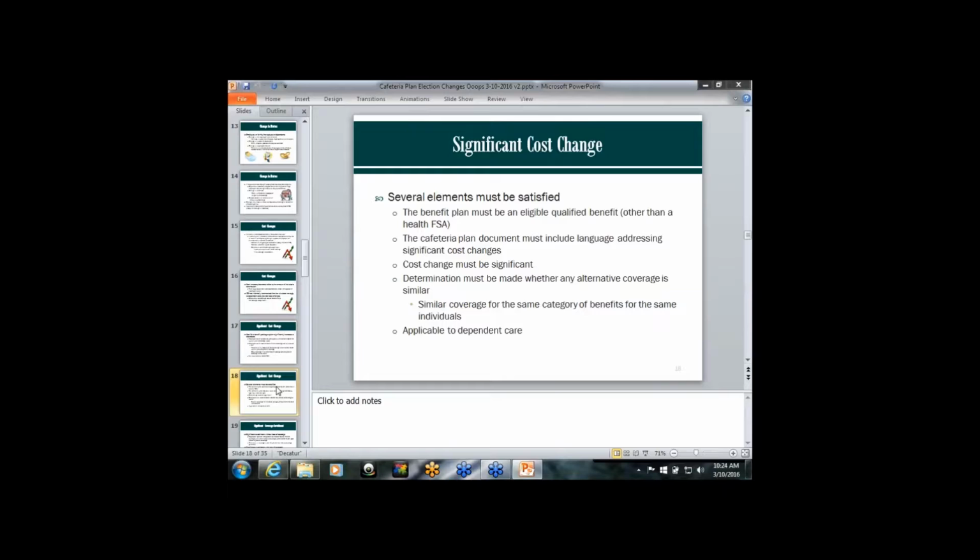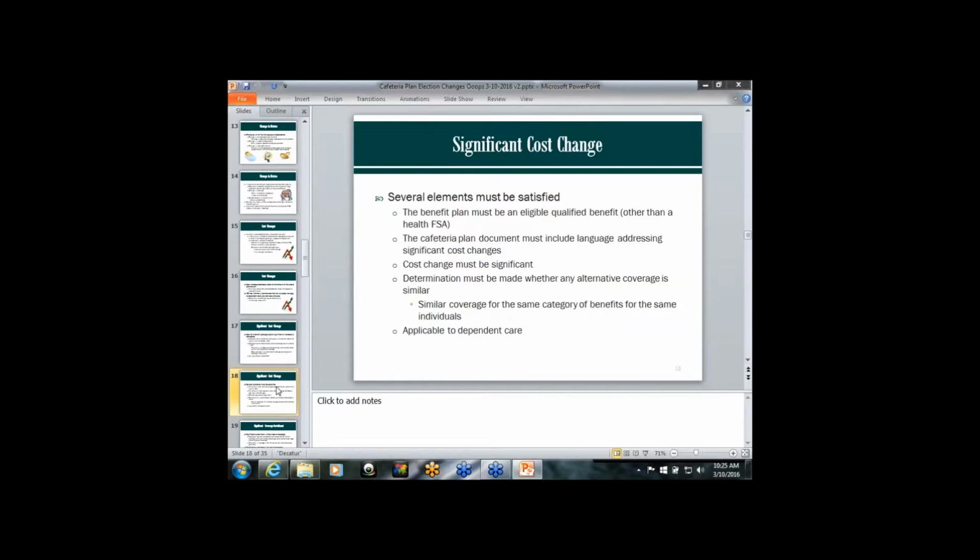When we're looking at significant cost changes, there are several elements that have to be met. It has to be an eligible qualified benefit, other than the Health FSA. And again, the plan document has to include it and permit it. It has to be significant. And then a determination must be made whether any alternative coverage is similar. I kind of slid over that on the last page, but when we're looking at the other coverage, we talk about similar coverage. So we're going from a major medical plan to another major medical plan. We're not going from a major medical plan to a Health FSA, because that's not similar coverage.